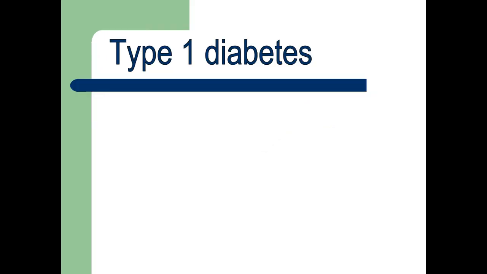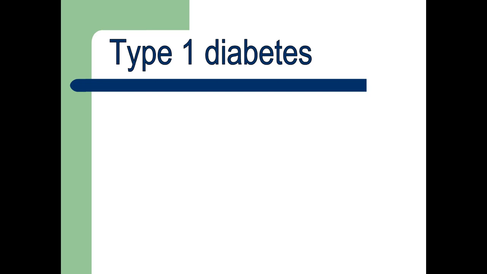In people with type 1 diabetes, the immune system attacks the cells of the pancreas that make insulin and destroys them. Because the pancreas can no longer produce insulin, people with type 1 diabetes need to take insulin daily to live. Type 1 diabetes can occur at any age, but it most often occurs in children and young adults.